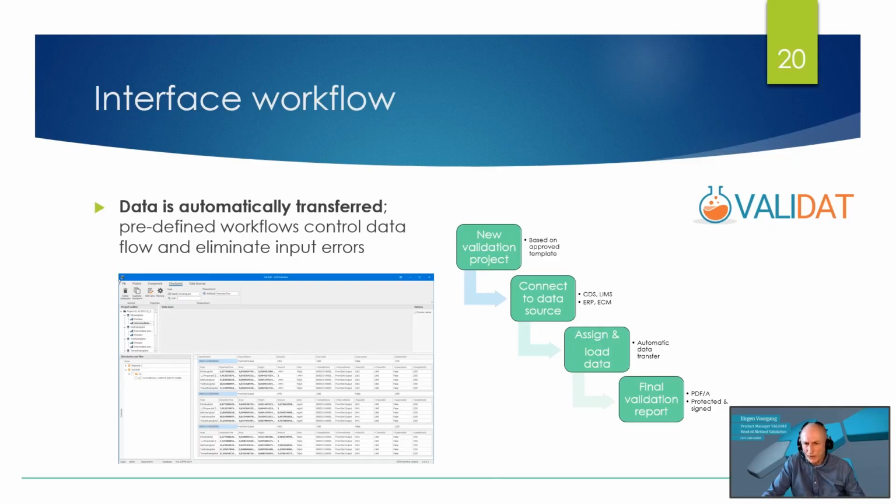When you start a new project, your starting point is an approved template, so you create a new project. You connect it to a data source like CDS, LIMS, or other systems. You assign and load your data, and you get an automatic data transfer. You do all your calculations, you get a final report, and this final report can be reviewed and approved and exported in all typical and required formats. This is a predefined workflow, making a new validation project as easy as possible.